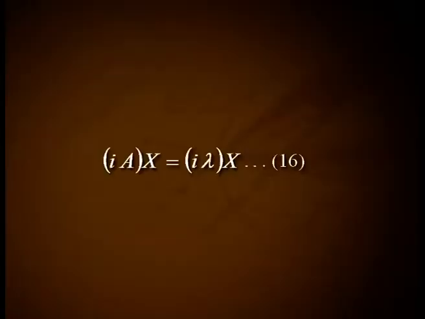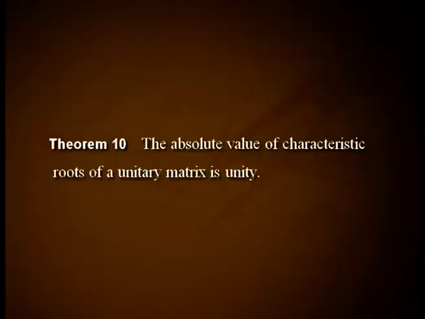From equation 15, we can write i into A into x equal to i into lambda into x, equation number 16. Equation 16 shows that i into lambda is a characteristic root of the matrix i into A, but i into A is Hermitian, hence by theorem 9 its characteristic roots must be real. Hence, i into lambda must be real, and this is possible if either lambda equal to 0 or lambda is a pure imaginary number. Theorem 10, the absolute value of characteristic roots of a unitary matrix is unity.